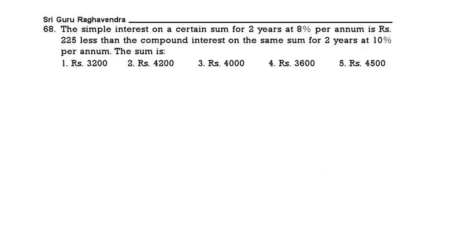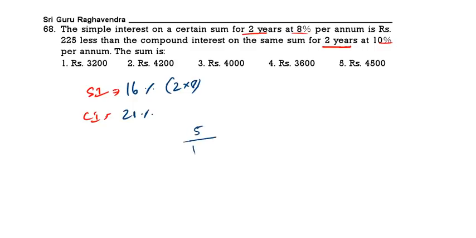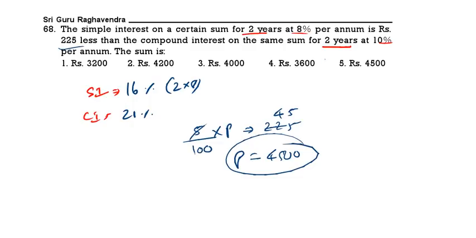The simple interest accrued on a sum for 2 years at 8% per annum is 225 less than the compound interest accrued on the same sum for 2 years at 10% per annum. Now what is the simple interest? See here, 2 years 8%, that means 16%. How did we get it? This is 2 into 8. Now compound interest, it is 2 years 10%. If it is 2 years 10%, it is 21%. The difference is 5%. So 5% of the principal is given as 225. That means 5 fours, 5 fives. P value 4500.